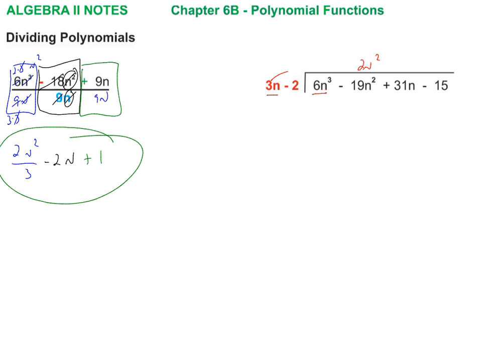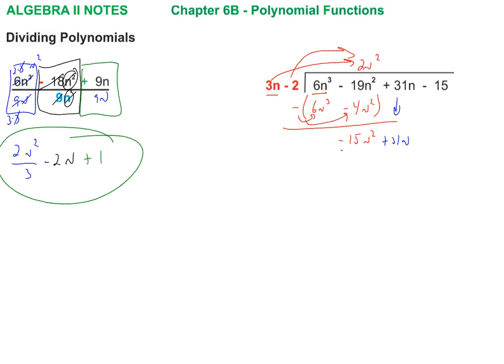So distribute 3n times 2n squared, 6n cubed, negative 2 times 2n squared, negative 4n squared. And remember, you subtract. Distribute this negative. The first term is 0. Negative 19 and positive 4 gives me a negative 15n squared. Bring down your next term.